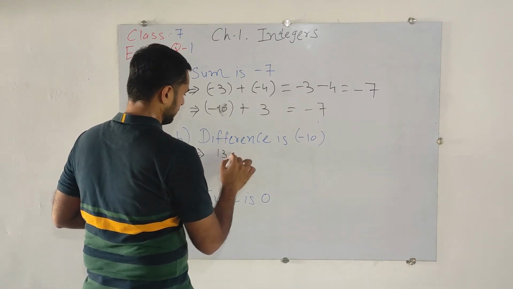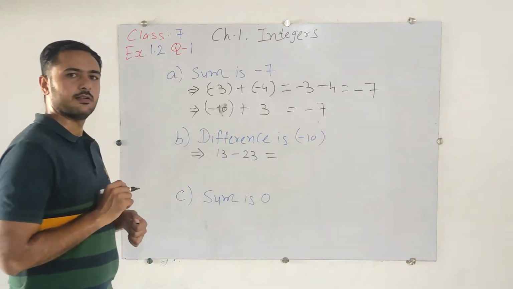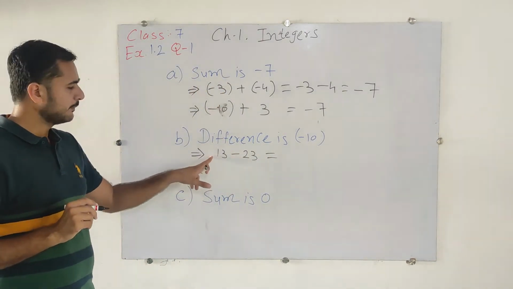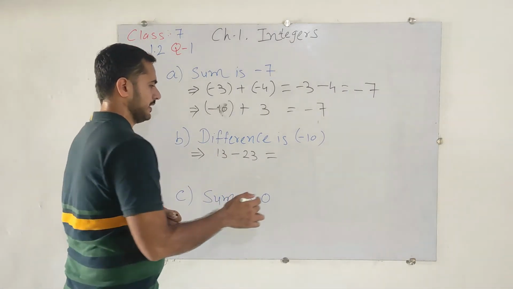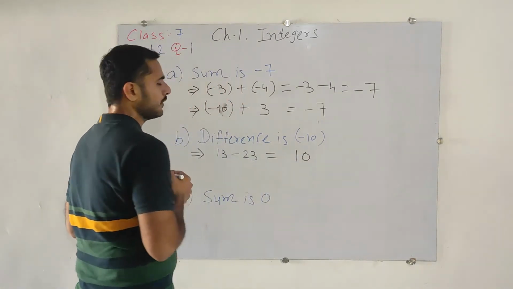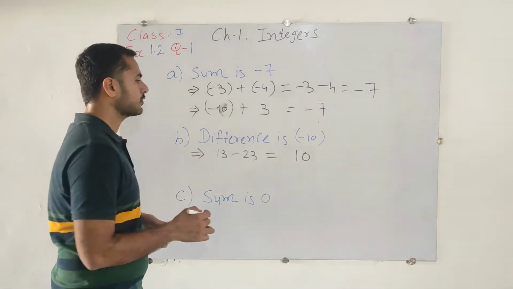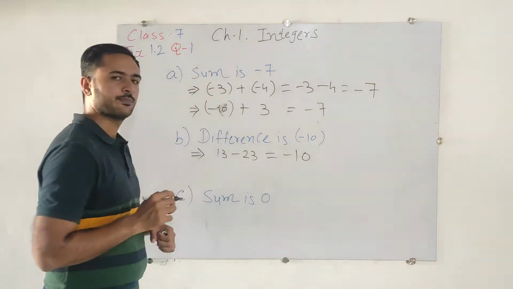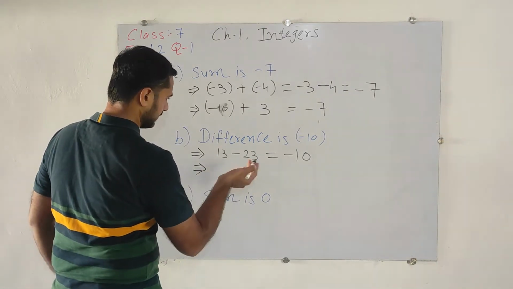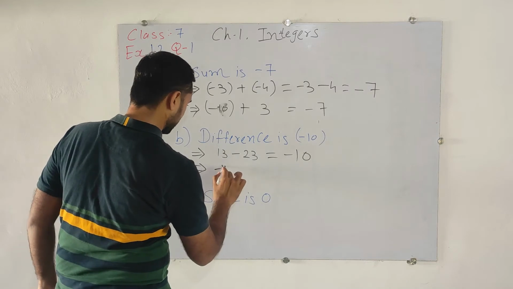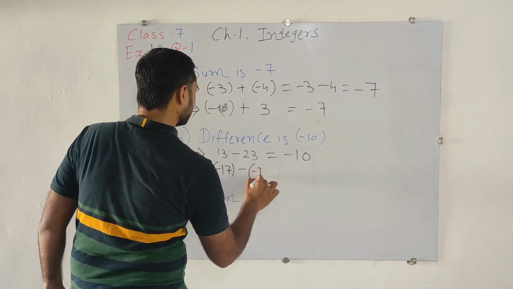So simply, if I do 13 minus 23. Now it's a difference, so plus minus, we subtract that. 23 minus 13 is 10, and we have to place the sign of the bigger number. Which is the bigger number? 23 is the bigger number, so I am going to place the minus sign over there. Done. Now let's see one more example for that. We need minus 10 over there, so minus 17 minus 7.